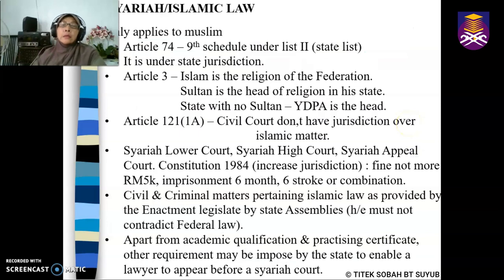So let us have a look at Sharia law. So Sharia law is actually within the jurisdiction of the state. Islam, of course, is the religion of the federation, and the sultan is the head of religion of his state. And for those state which does not have sultan, of course, Yang di-Pertuan Agong will be the head of that state. And under Article 121 of the Federal Constitution, 121 sub 1A says, civil court does not have jurisdiction over Islamic matters. So meaning all Islamic matters with regards to marriage, custody, murtad, and so on, need to be heard by the Sharia court.